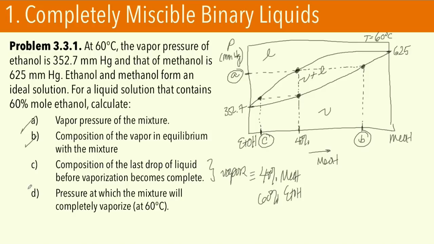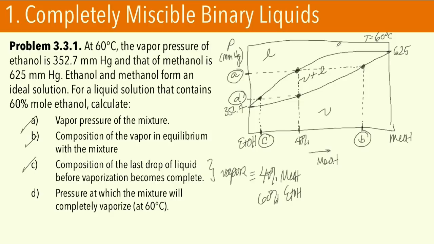Next, we want to figure out the pressure at which the mixture will completely vaporize at 60 degrees. So this corresponds to a pressure here. It's at this pressure that we have complete vaporization, the dew point. So this is going to be the pressure for item D.